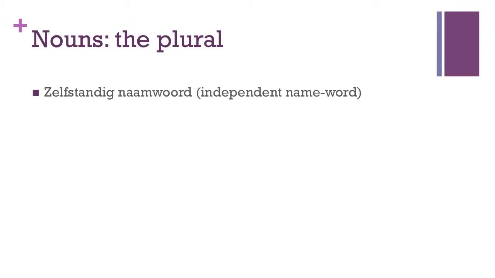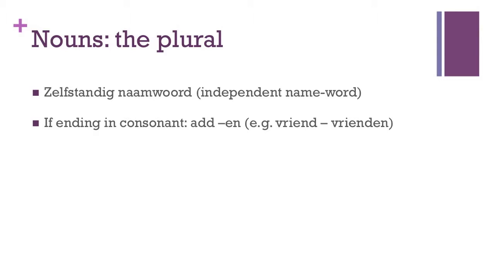Let's have our first real grammar lesson on the plural of nouns. As we've seen in the vocabulary, nouns in Dutch are called zelfstandige naamwoorden, meaning independent or self-standing name words. The majority of the nouns use -en to put them in the plural, so you add -en at the end.